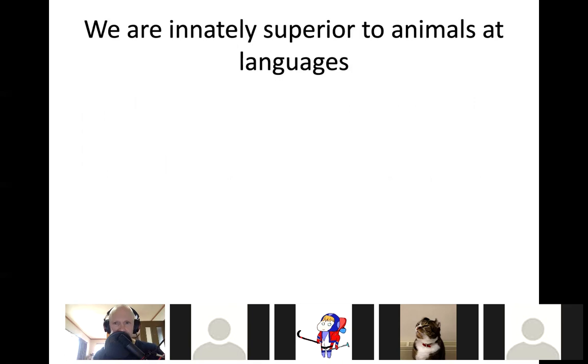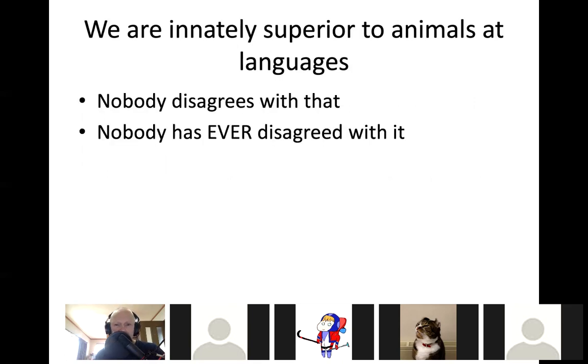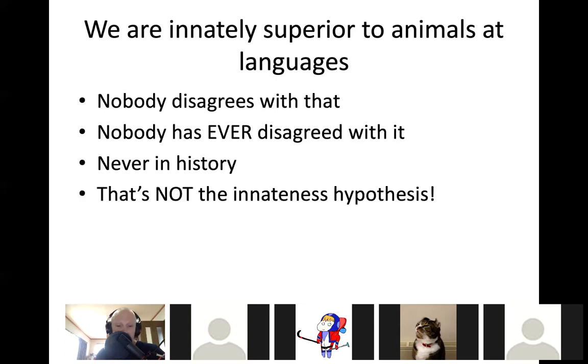We are innately superior to animals at languages. Nobody disagrees with that. Nobody's ever disagreed with it. Never in history has anybody disagreed with that. Everybody knows that's true. But it's not the innateness hypothesis. The innateness hypothesis is that we have certain language rules built into our brain when we're born. That's the innateness hypothesis. And that's what people disagree with.